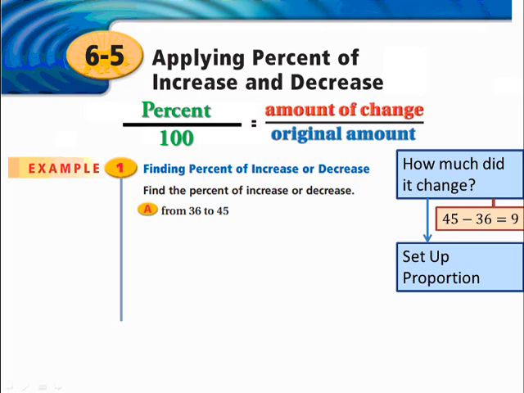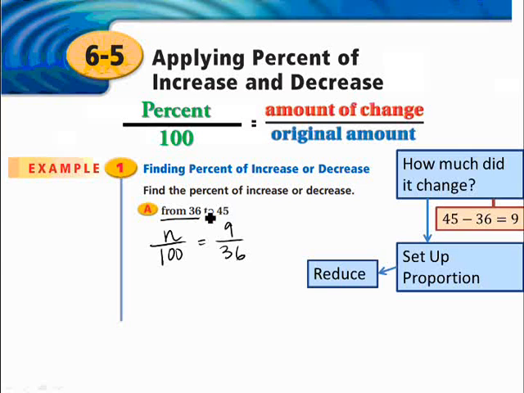So then, we'll set up a proportion. A proportion which always begins with the percent over 100. In this case, the percent is unknown. And the second quantity, or ratio, is the amount of change, 9, over the original amount, 36. How do you know it's the original amount? That's what it started at, as it went from 36 to 45.